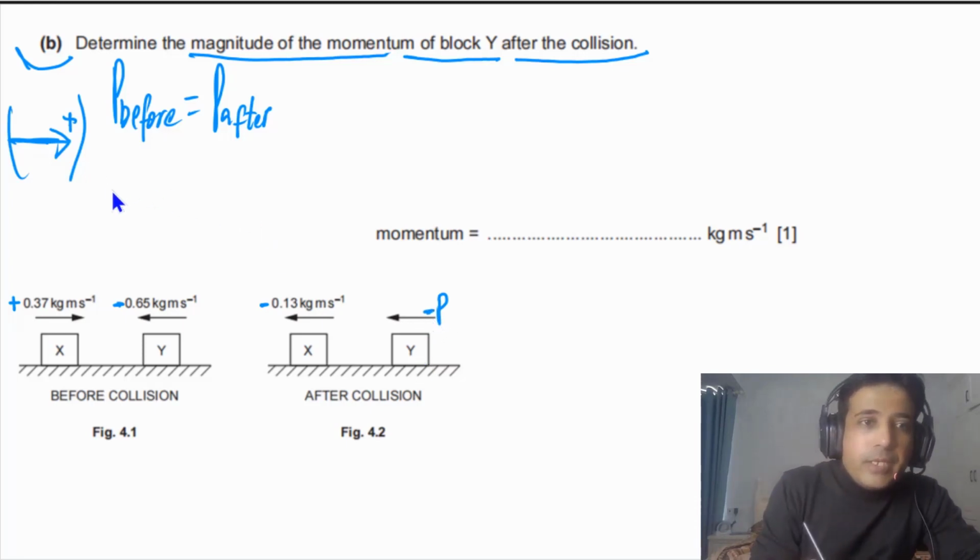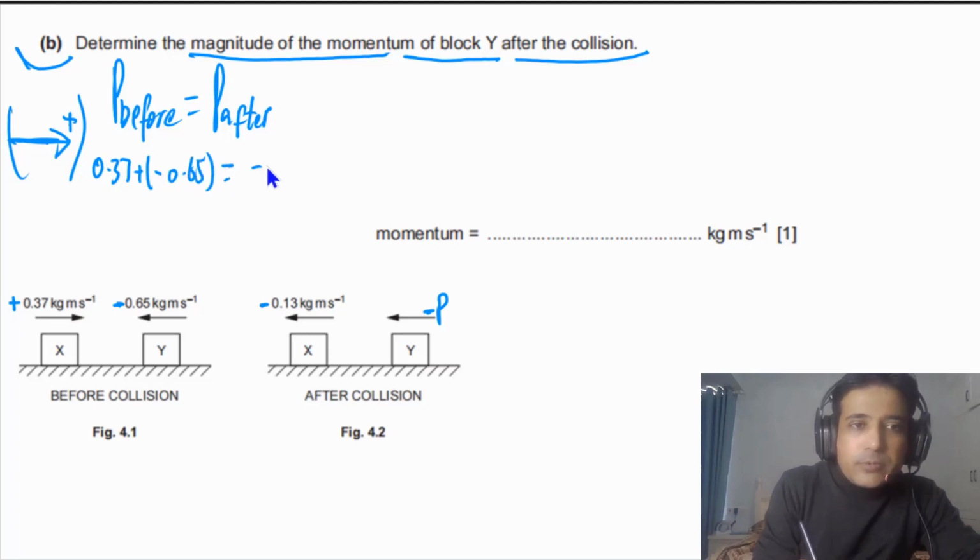Now simply we can add them together. So we have 0.37, plus minus 0.65. This has to be equal to minus 0.13, plus minus p. So if we simplify, we can write down 0.37 minus 0.65 has to be equal to minus 0.13. Minus sign is very important, minus p.